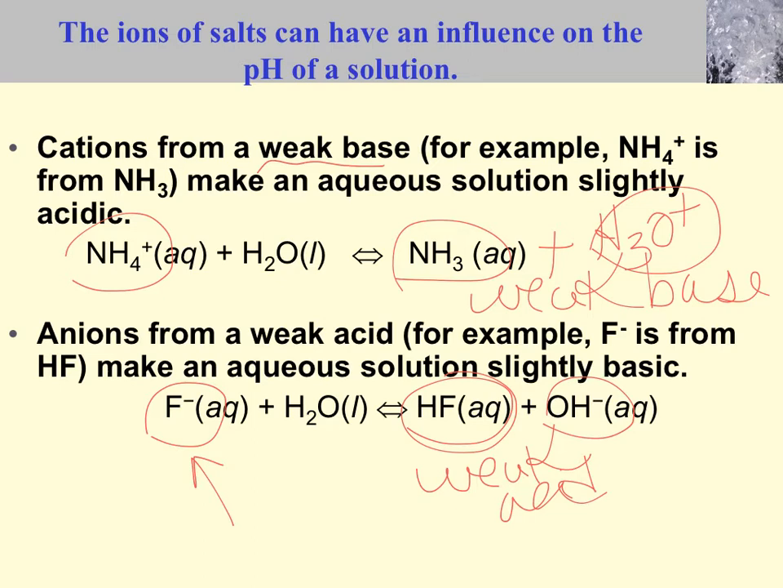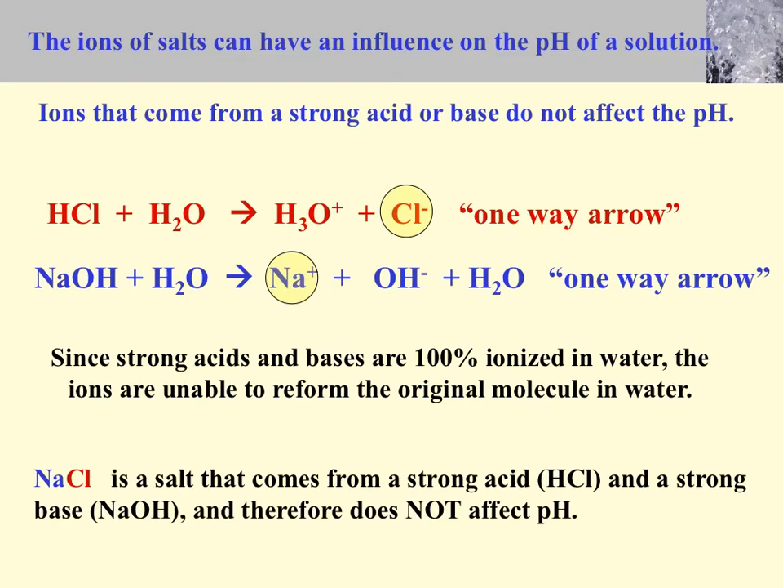One thing I want you to remember at this point from this slide, even if you don't understand the concept yet, is that cations, if they're going to change the pH, will make the solution acidic. Anions, again, if they're going to change the pH, will make the solution basic. It's just an important concept. So on the last slide, I talked about cations and anions from weak acids or bases. Now let's look at cations and anions that come from strong acids or bases. If they are from a strong acid or base, they do not affect the pH.